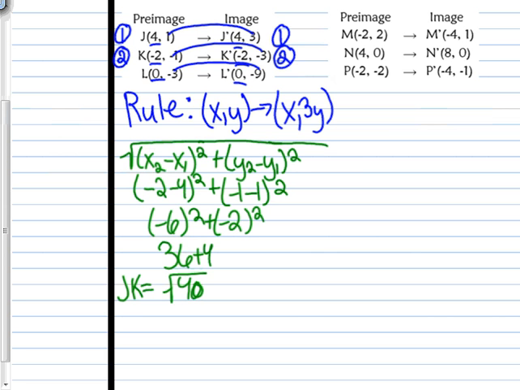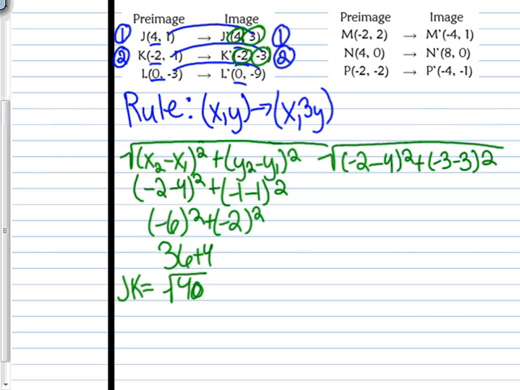And now I need to find out what the length of J prime K prime is. And so I'm going to use those same points. Okay, I have -2 minus 4 squared plus -3 minus 3 squared. And again, notice I'm using this was my x2, my x1, my y2, and my y1. And I'm using the distance formula, which we learned, or I should say reviewed, in a previous lesson.